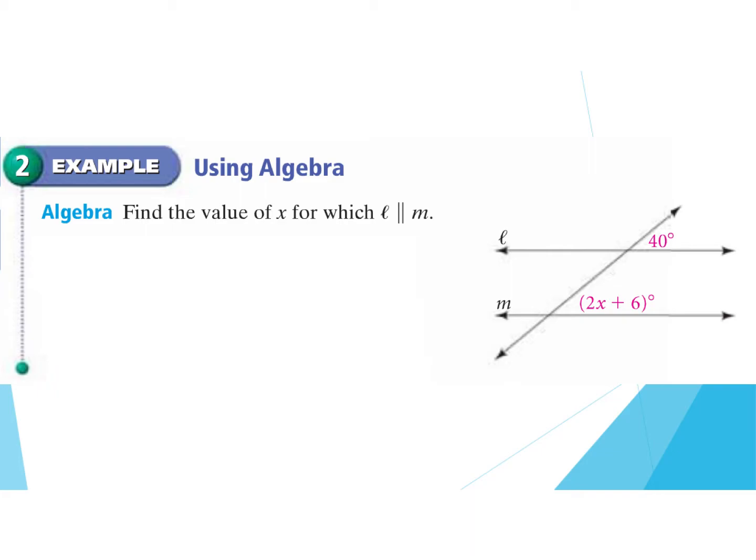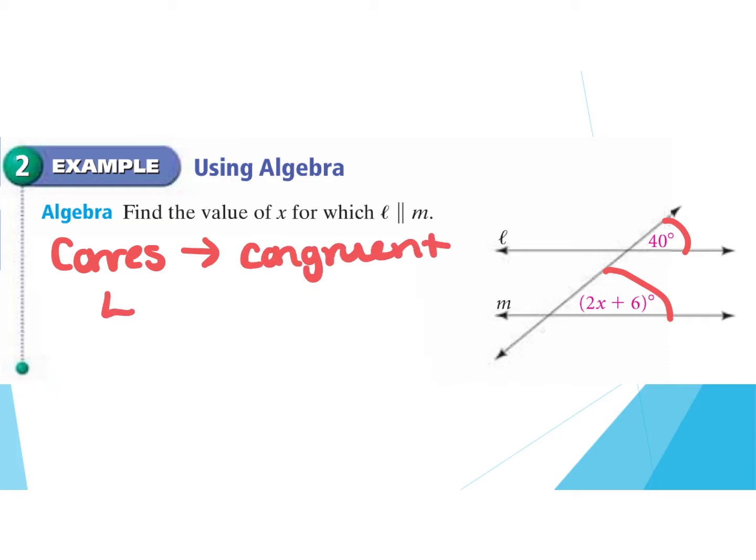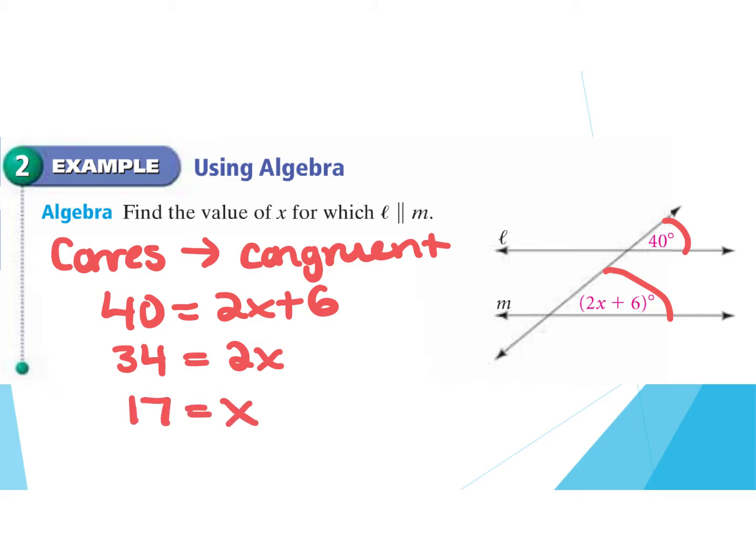For the next one, it says find the value of x for which L is parallel to M. So if we see what we have here, these are my two angles, and these two angles are corresponding angles. So in order for them to be parallel, we need the angles to be congruent. So if I set 40 equal to 2x plus 6 and I solve, I get 34 equals 2x, and 17 equals x. And if I were to plug this 17 back in, it would give me an answer of 40. So the value of x that makes them parallel is 17.